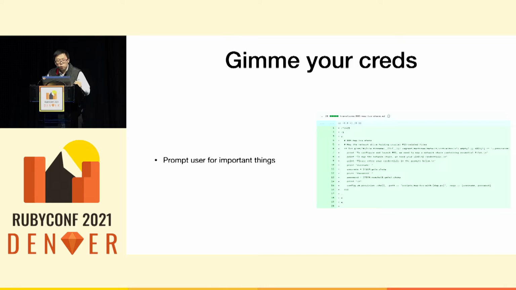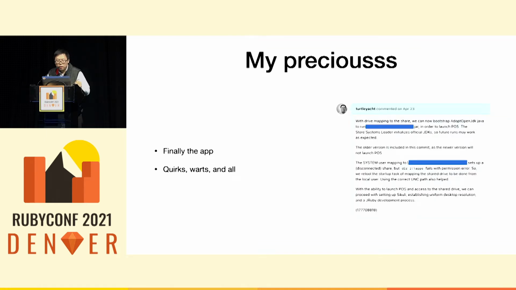In order to map the drive, we need credentials. These can be collected at Vagrant build time as a user prompt. Now that we can acquire the app, we have to figure out how to run the darn thing. Each app is different and unique in its own way.